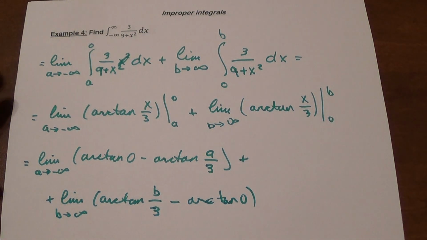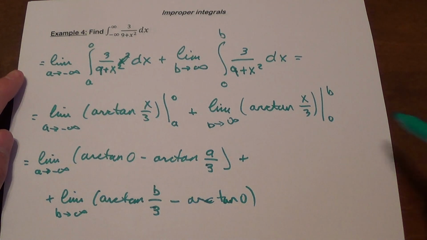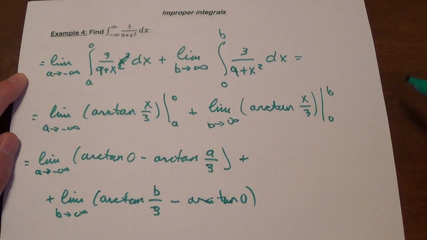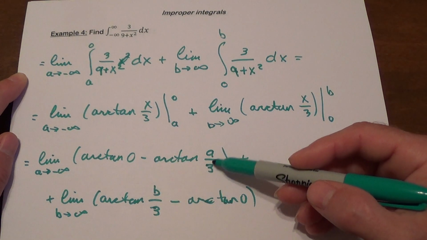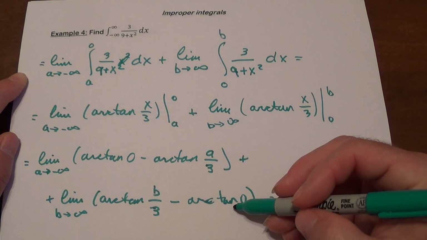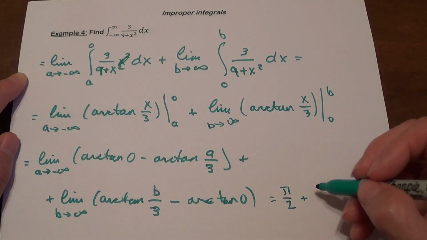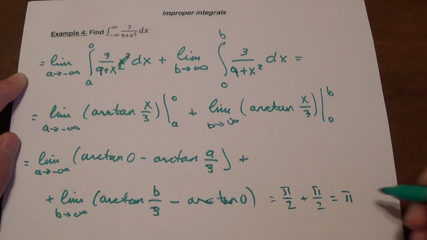Even though we go to negative infinity, arctangent is going to approach pi over 2 in one case and negative pi over 2 in the other case. Arctangent of 0 is 0. Arctangent of negative infinity is negative pi over 2, so it's going to give you positive pi over 2. And then plus, this here is going to give you negative pi over 2, so it's going to become positive pi over 2, and the whole thing is going to equal pi.